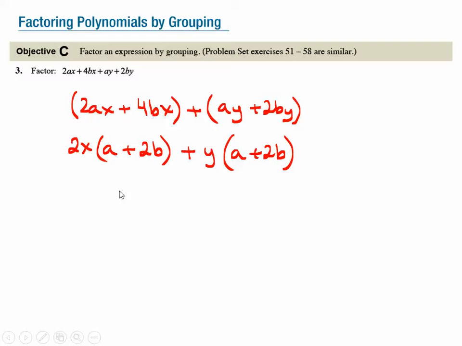Okay, so now what we're going to do, one more step, and this is the tricky one here. So notice both of these terms are exactly the same. So then I say to myself, what can I factor out of this term and this term? Okay. A plus 2b. Of course, that whole piece gets factored out. And the leftovers out of the first term is 2x. Leftovers out of the second term is the y value.